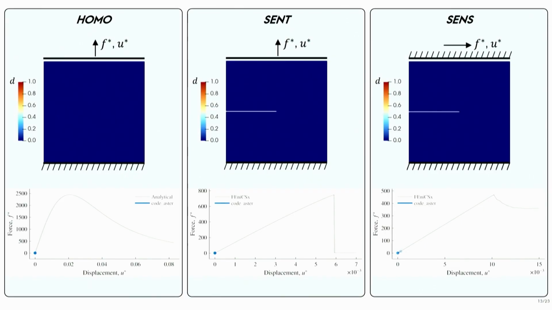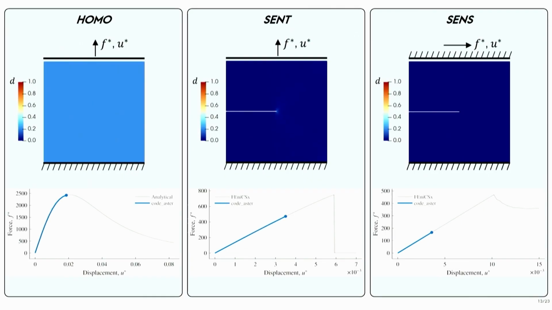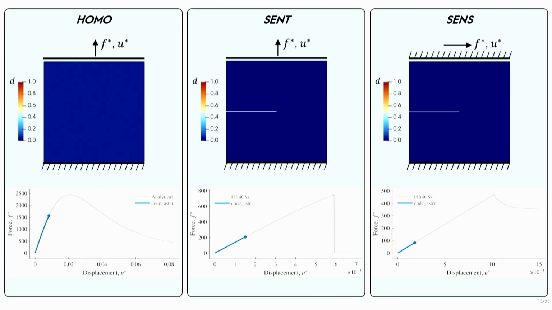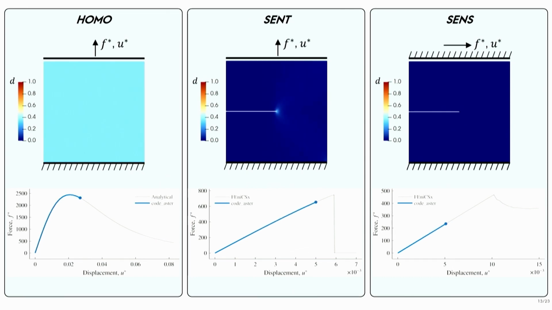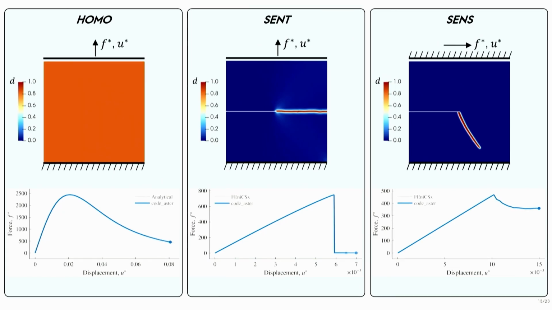And these are the results of the simulations. At the top, we can see the damage fields: a uniform damage field for the homogeneous case, and a localized crack in the tension and the shear cases. And in all 3 simulations, we can see that the correspondence between Code Aster and Phoenix is quite nice.